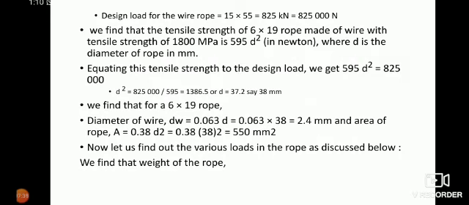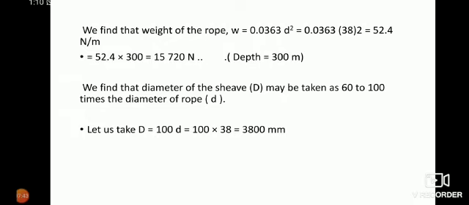Now let us find the various loads in the rope, discussed below. We find that the weight of the rope w equal to 0.0363 D square, equal to 0.0363 into 38 whole square, equal to 52.4 Newton per meter. The diameter of the drum, capital D, may be taken as 60 to 100 times the diameter of the rope, small d. Let us take capital D equal to 100 into small d, equal to 100 into 38, 3800 mm.